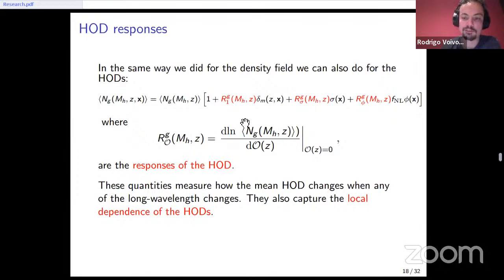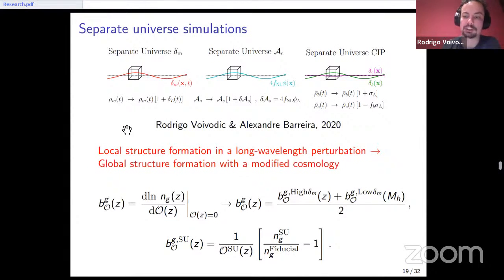In the same way we defined it for the bias of the tracer, we can also define the response as the log derivative of the mean HOD with respect to each operator, computed when the operator is equal to 0. And again, the main idea of this response is that it has information about this local dependence of the HODs. So the idea now is how to measure the HOD response. To do that, we use a method called the separate universe simulations.